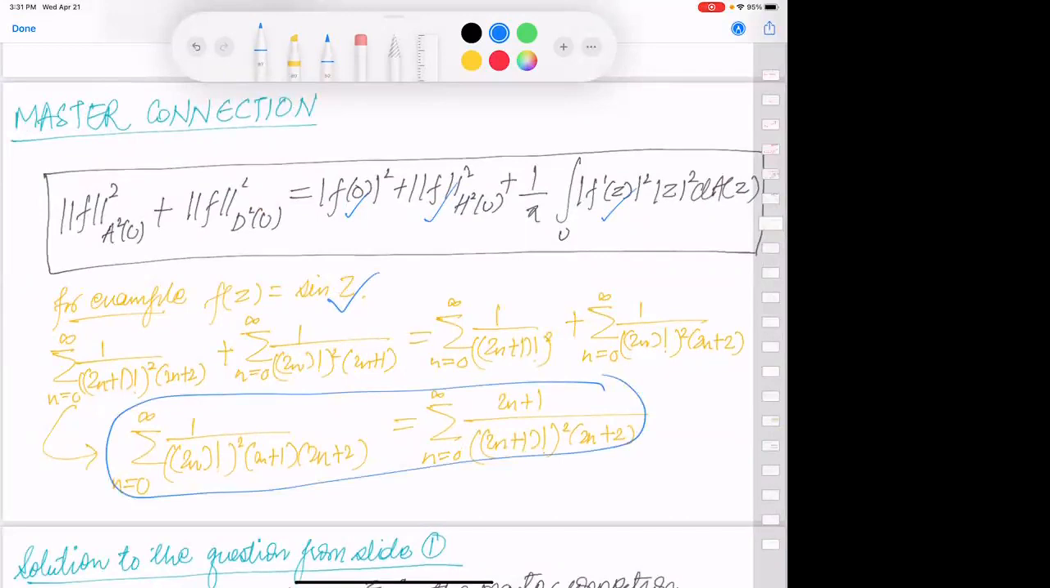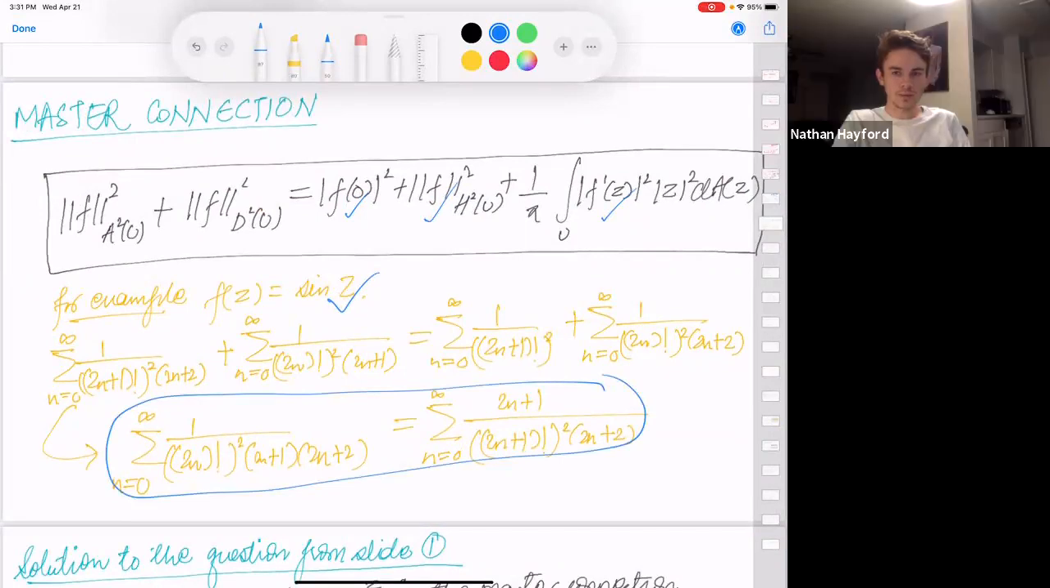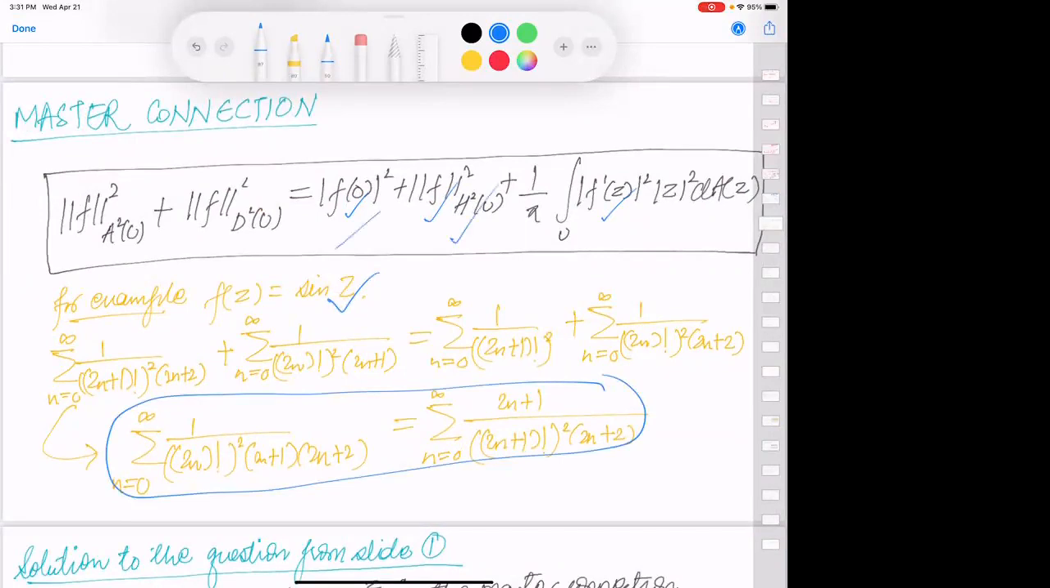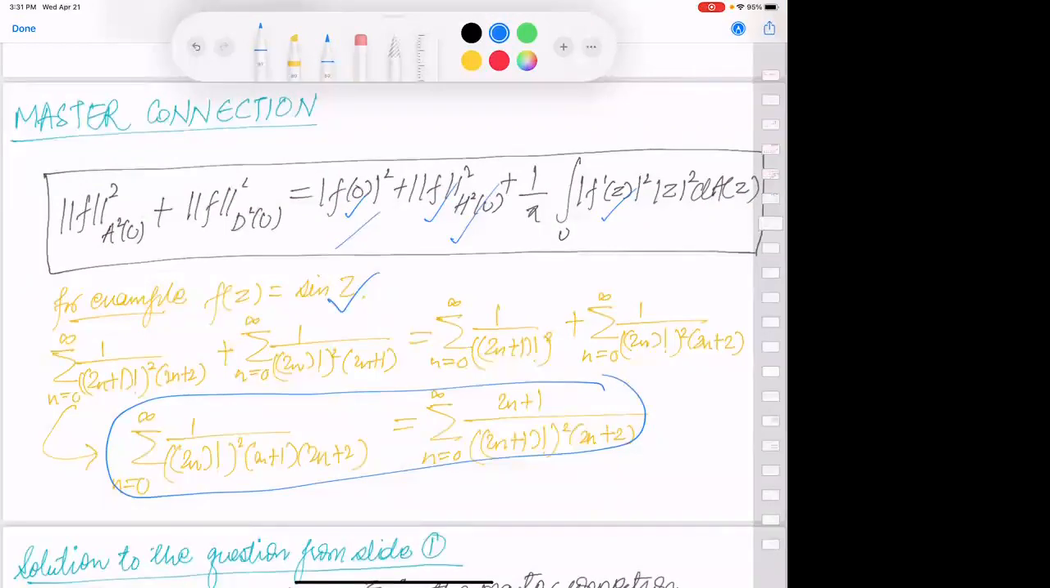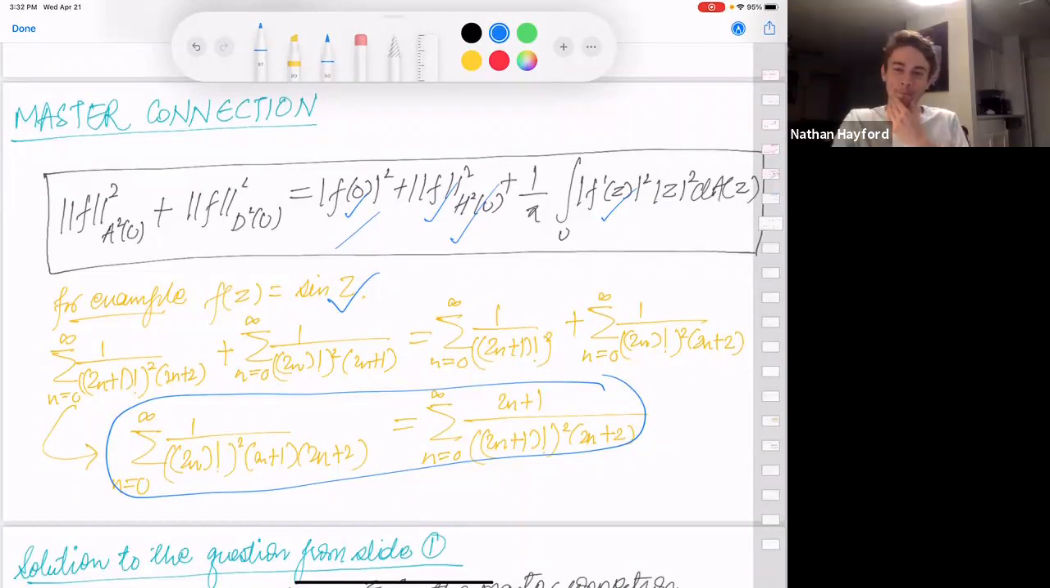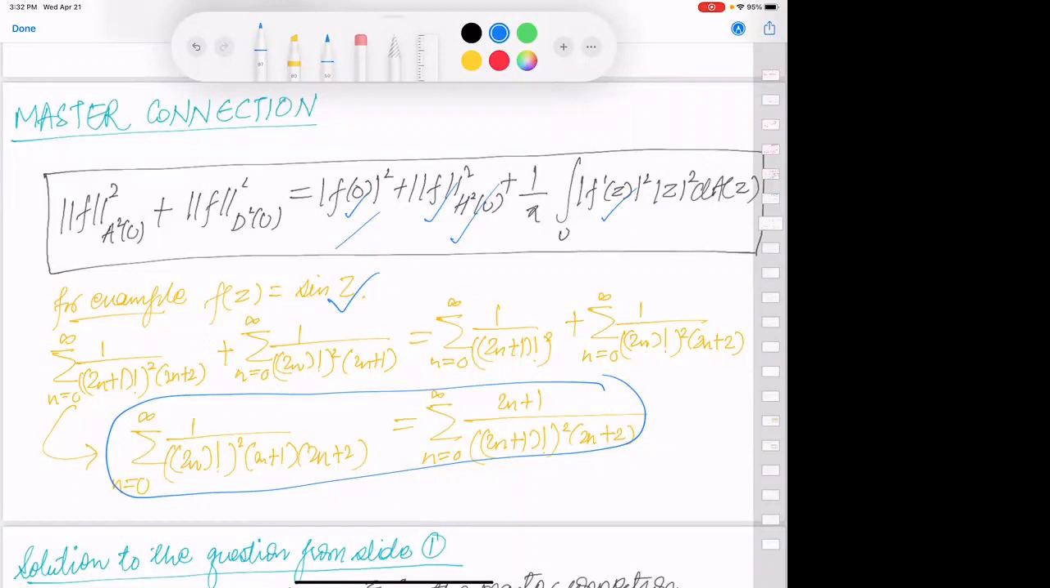I mean, obviously, I played with f of z equal to sine z in this equality. Yeah, that's an interesting application, and I guess you can derive unexpected-looking series equalities. Yeah, that's right. And now I'm going to give you the solution to the question that I asked on the first slide.